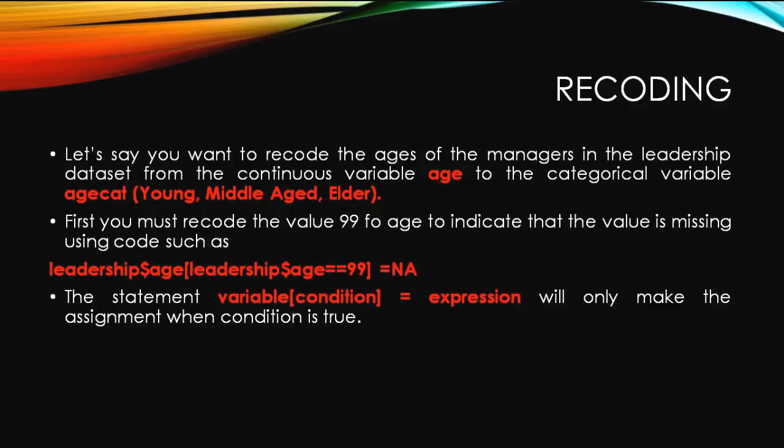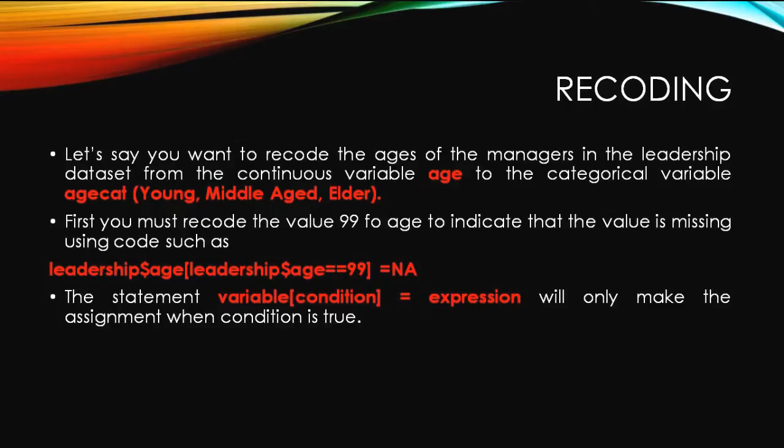So first and foremost, there is manager 5 whose age is given as 99. For me, that looks a bit weird. This is out of context, so it could be an error. So I would like to classify that as NA, let's say. Now, how would I do that?